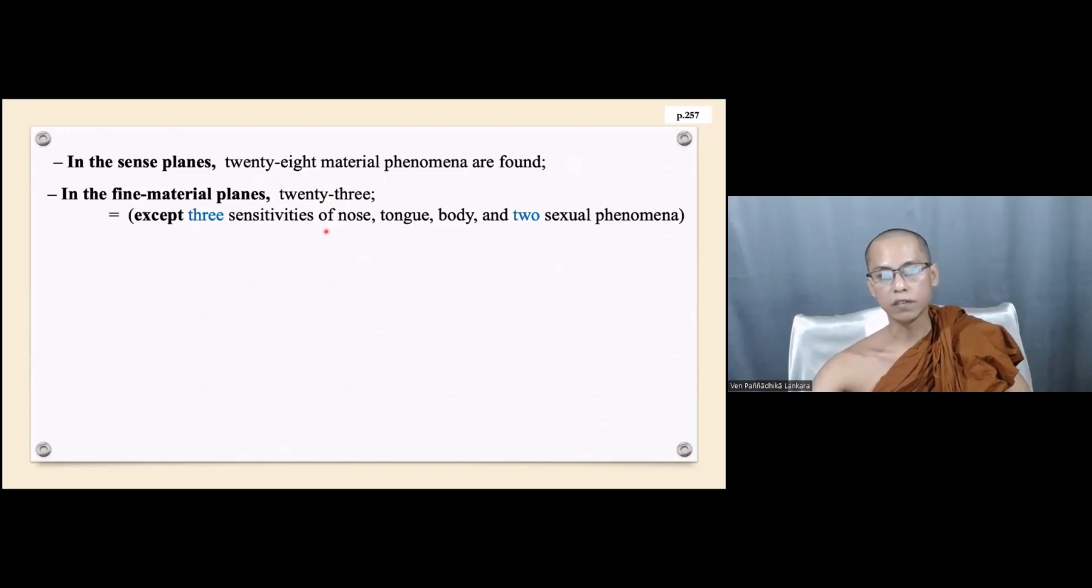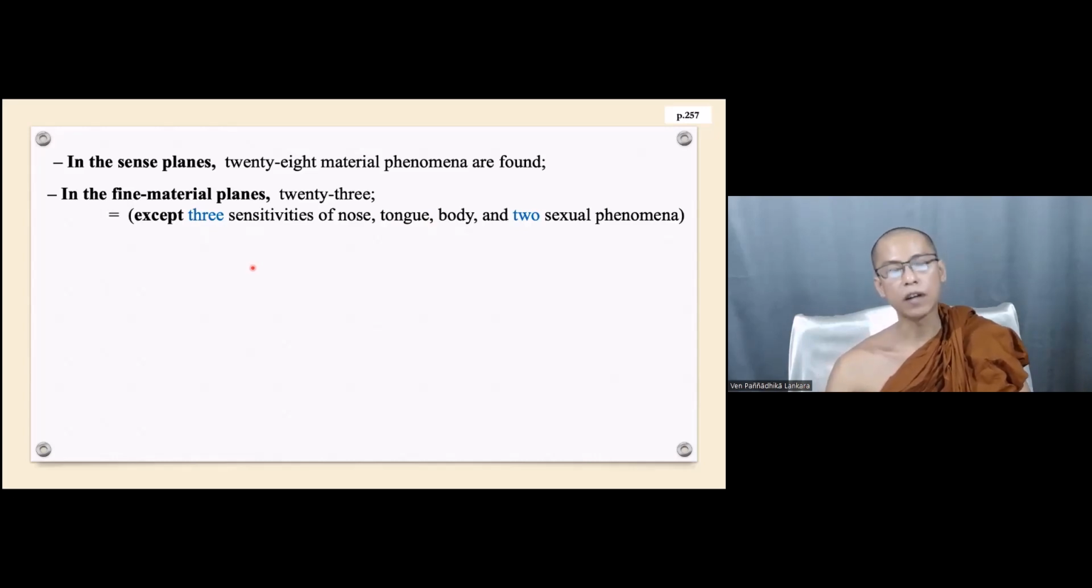Three sensitivities of nose, tongue, and body, because they cannot be found in the five material sphere world, and two sexual phenomena. So altogether, five cannot be found in the five material plane of existence. Now you get it. What are the 23 material phenomena? Those can be found in the five material plane of existence.